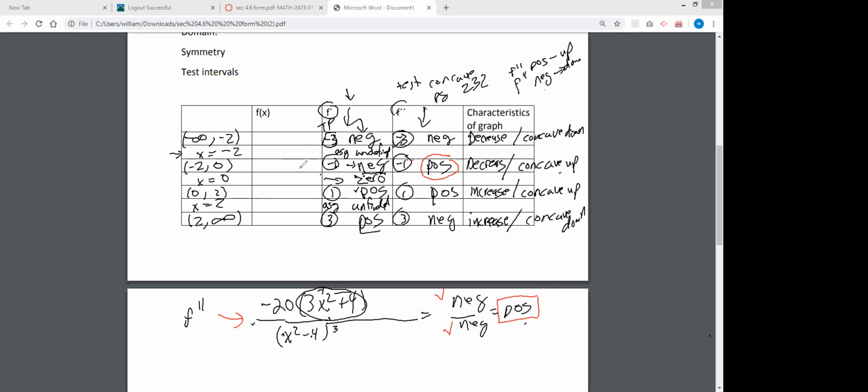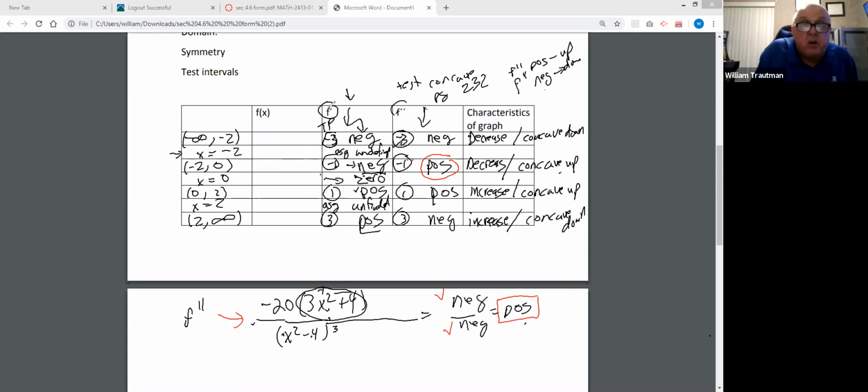See, I put a -1 in. This is the first derivative. We put this -1 in the first derivative and got a negative answer. That means it's decreasing. When I put a -1 in the second derivative, it said it was positive. That means it's concave up. This was the first derivative side. This is the second derivative side.